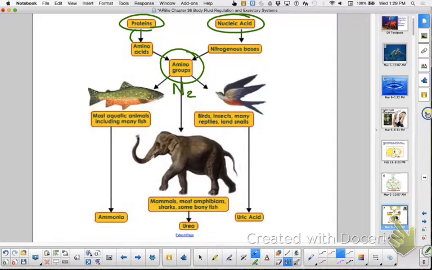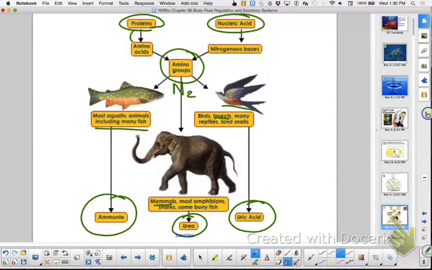So the different strategies: most aquatic organisms, and many fish, will do the ammonia route because they'll have a lot of water available to them. Mammals like ourselves will take the extra energy step to convert it to urea. We're terrestrial organisms, we're on land, we don't want to spend as much water, so we'll take the energy and convert it to urea. And then birds and insects will expend even more energy and convert it into uric acid, which requires no water.